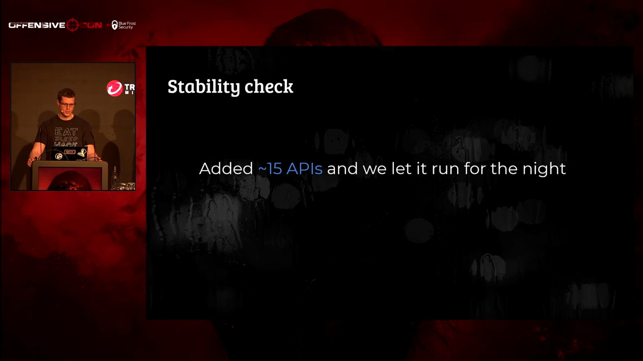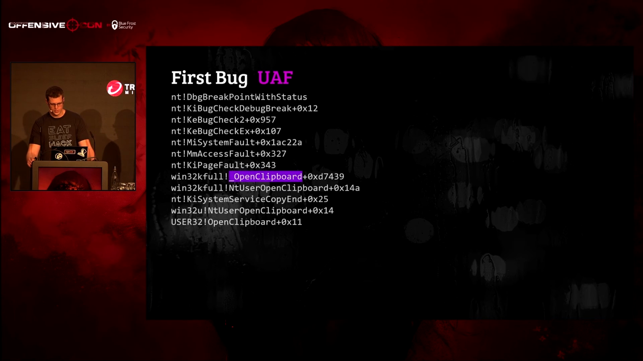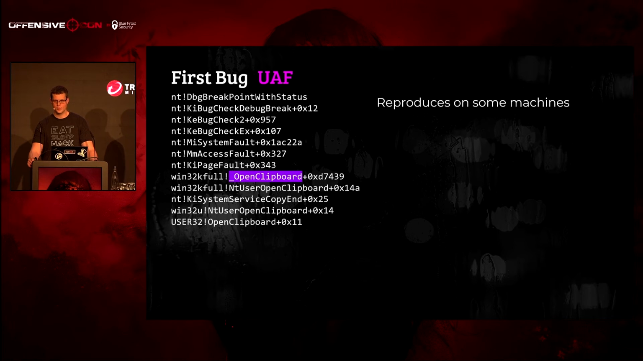Then we moved to fuzzer stability, where we added 15 APIs and we let the fuzzer run for the night, and we got a blue screen. Our first thought was PatchGuard, but the bug was reproducible without the fuzzer, so we gave it a second look. The first bug was really weird. It was a use after free in OpenClipboard, and it was only reproducible on a few machines. And we were like, what the fuzz?